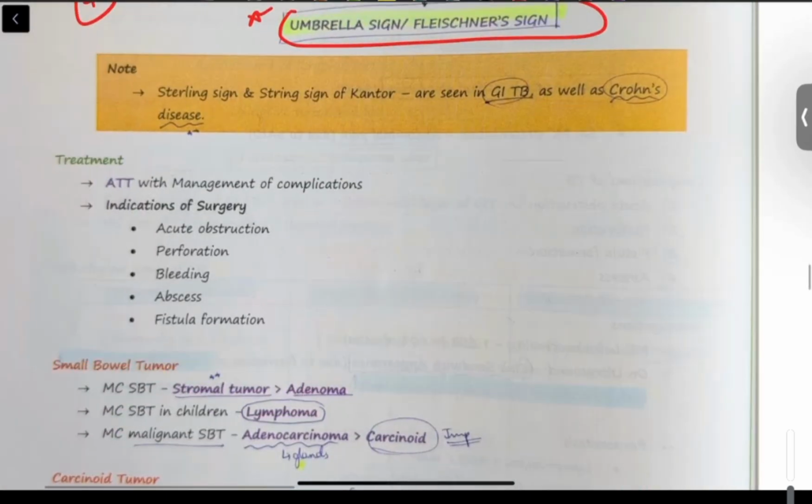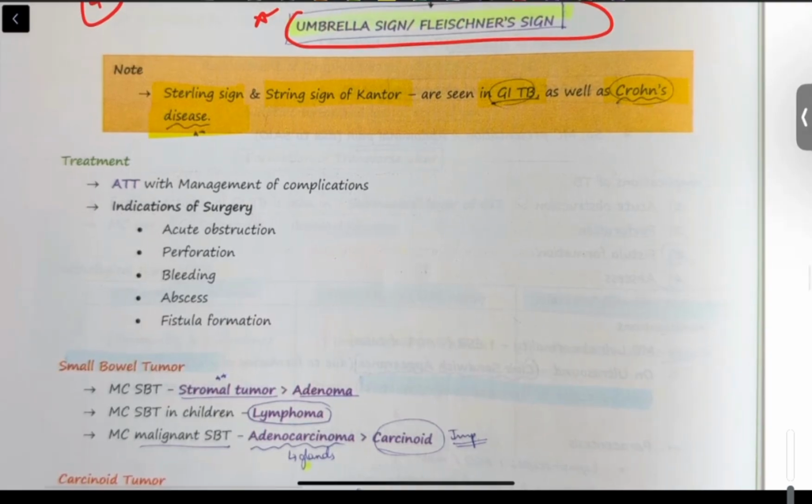In this, Stierlin sign and string of Kantor sign are seen both in GI TB as well as Crohn's disease. Basically, it is saying that there are multiple strictures. We can't identify the cause of the stricture basically, but we can say it is present over there.